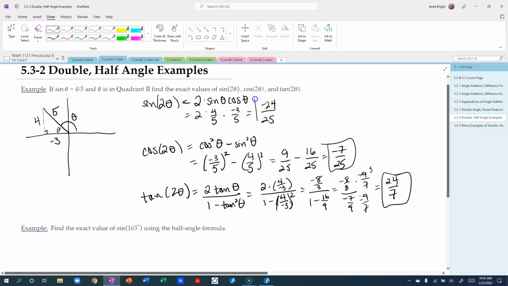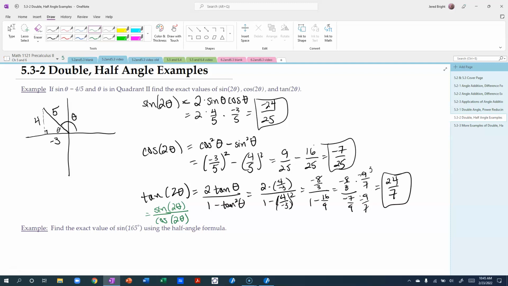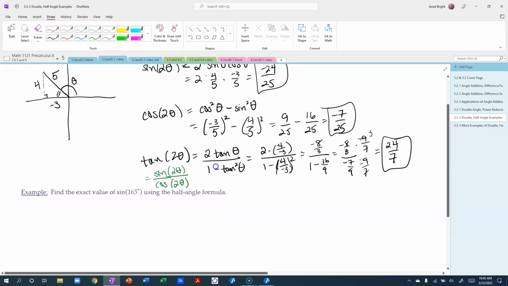I'm all done. Just bear in mind that tangent is still sine over cosine, and so you would just need to keep the angle the same, sine 2 theta over cosine 2 theta. So if you're asked for tangent 2 theta, rather than going through the calculations we did, we could just take those two things and divide them by one another, sine over cosine, and sure enough, you get 24/7. In my opinion, a whole lot faster. But certainly the formula still works.